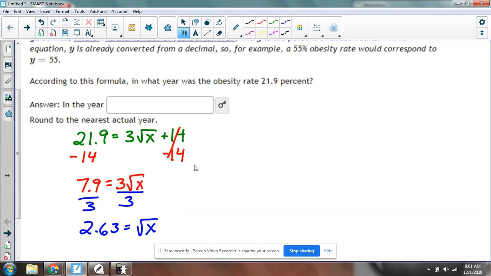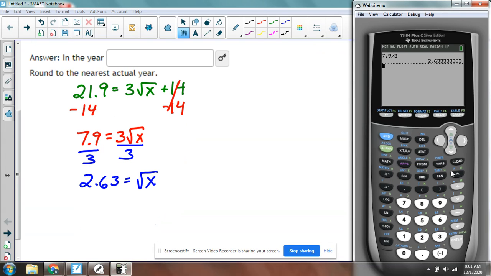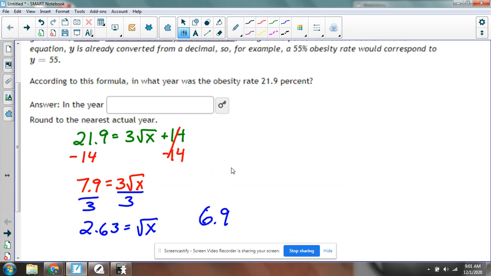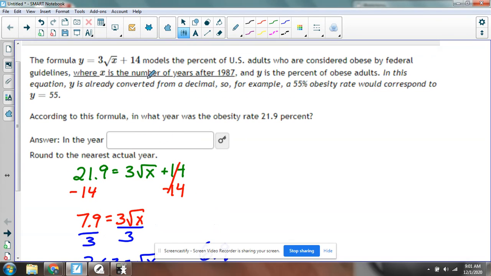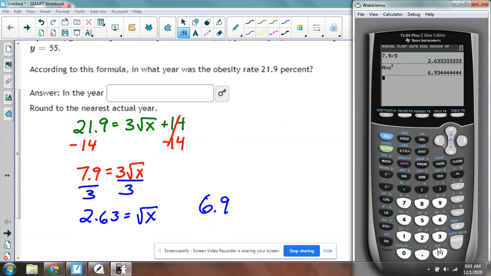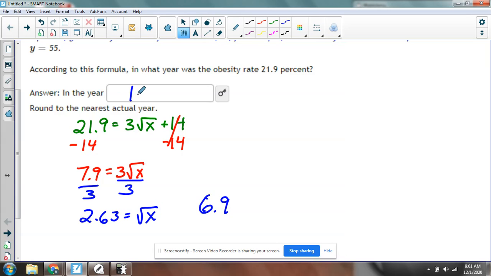So lastly, to undo the square root, I'm going to square both sides. We're going to take that number and square it. So I get 6.934. So we'll say 6.9. Now the thing to remember here is that x is the number of years after 1987. So we're rounding to the nearest actual year. So I'm going to take that number and add 1987. So it's 1993.9 or 1994.